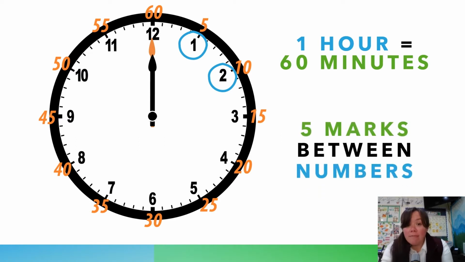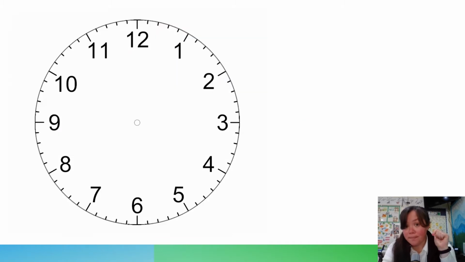And there are 5 marks in between each number. So when we get to the number 1, there has already been 5 marks. When we get to the number 2, then there's been 10, and 3, there's been 15. So we can count by 5s as we move around the clock in order to count minutes. So keep that in mind today.